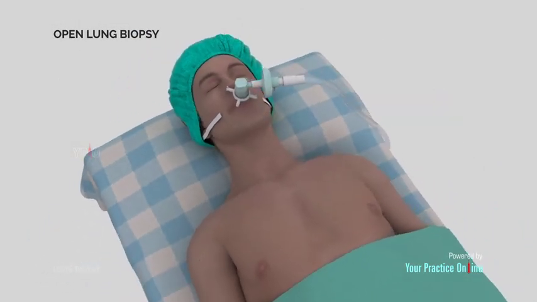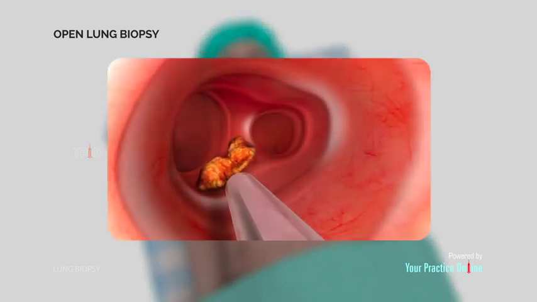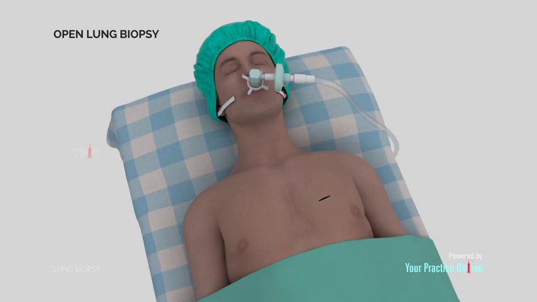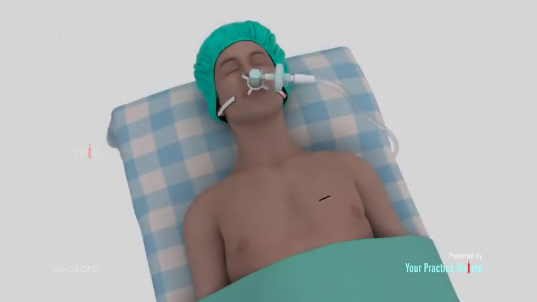Open lung biopsy. This is a major surgery performed under general anesthesia. Your physician makes an incision in the skin on the chest and surgically removes a fragment of lung tissue for examination. Depending on the outcome of the biopsy, a more extensive procedure, such as the removal of a lung lobe, may also be performed at the time of the procedure. Depending on the type of lung biopsy, the procedure may take from 30 minutes up to 2 hours.